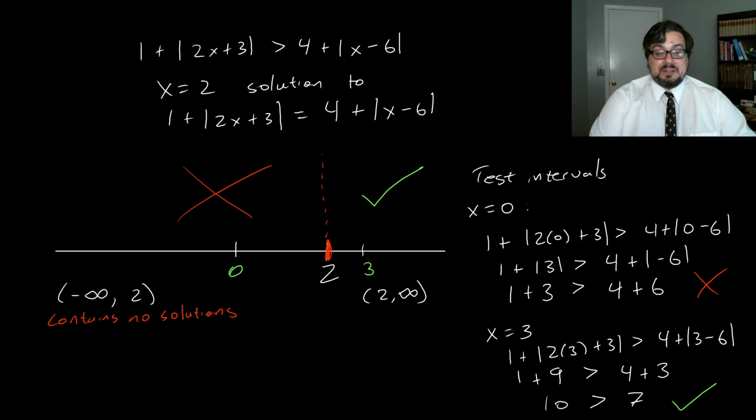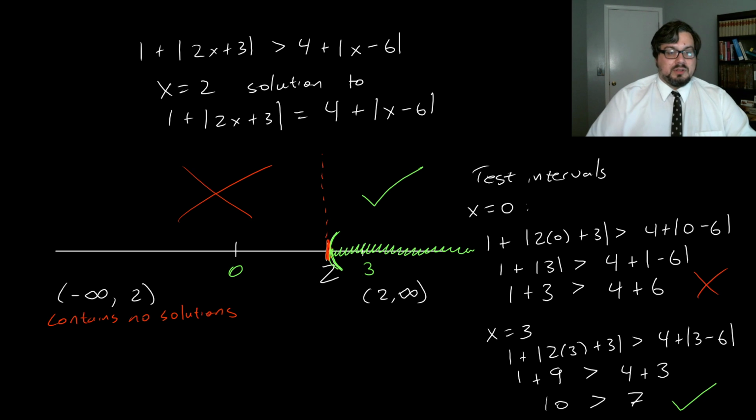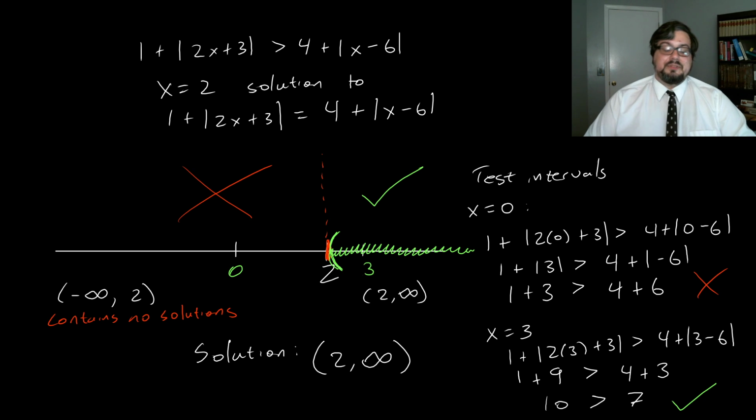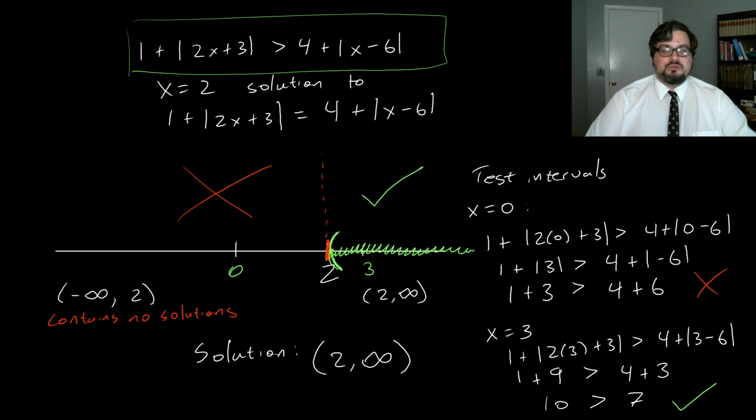The interval from negative infinity to 2 does not, and 2 is not going to be included in our solution because it made the two sides of the inequality equal, and the inequality we're looking at is a strict inequality. We're looking only for places where the left-hand side is strictly greater than the right-hand side. So our solution is the interval from 2 to infinity. That is the set of all numbers that make our inequality above true.